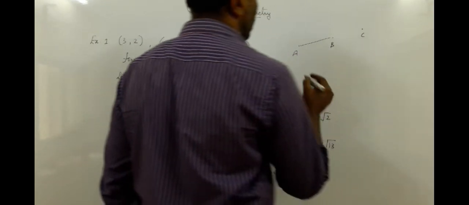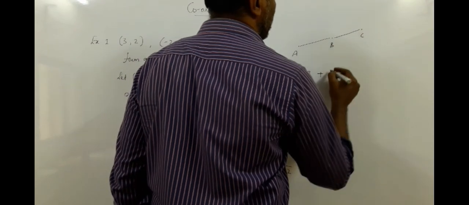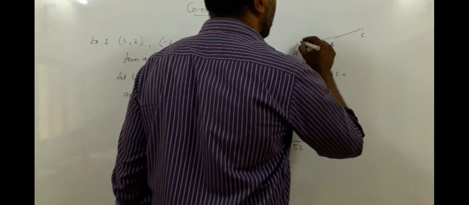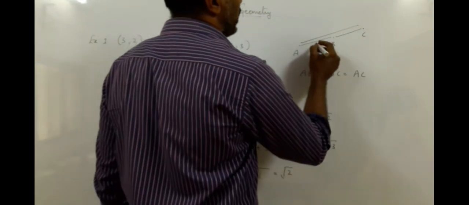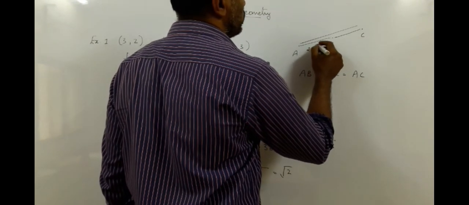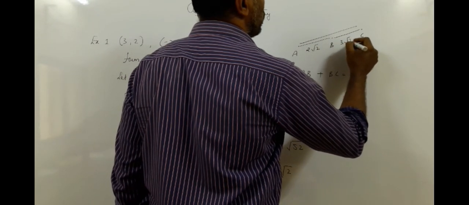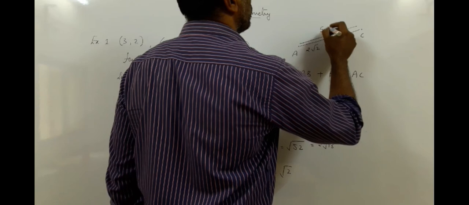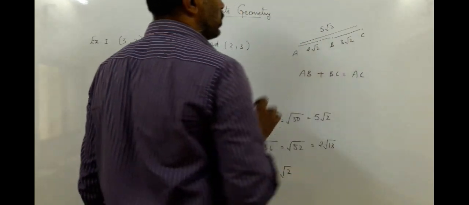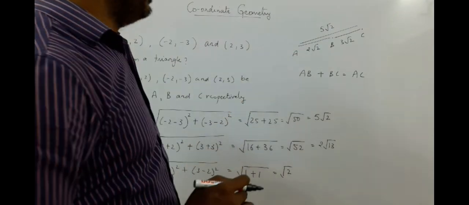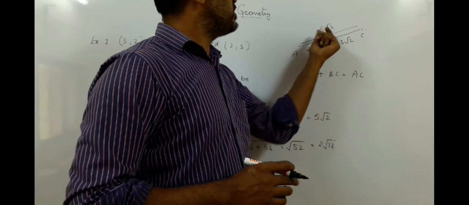Then AB plus BC should have given me AC. Means, for example, if AB was 2 root 2 and BC was 3 root 2 and AC was 5 root 2, so 2 root 2 plus 3 root 2 gives me 5 root 2, then they would be collinear. Means if the sum of the smaller sides gave me the bigger side, it would be collinear.